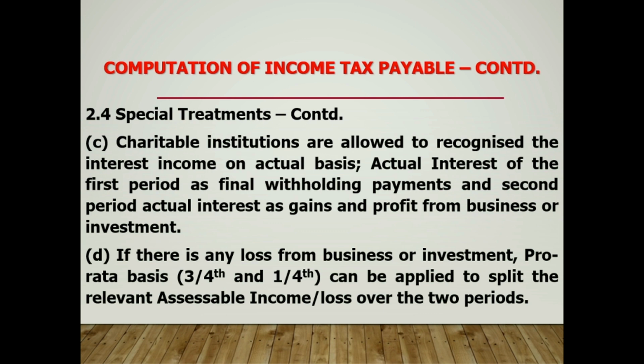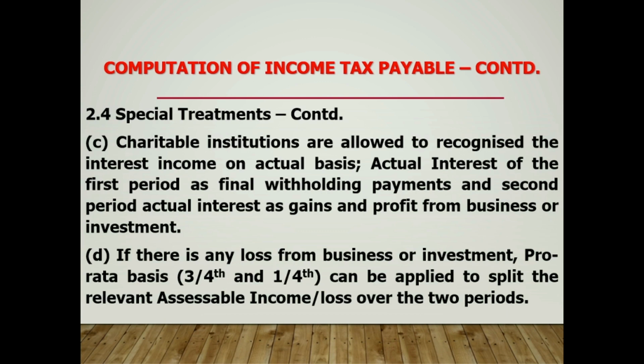As far as a charitable institution is concerned, their interest income is a final withholding payment for the first period according to section 88 of the Inland Revenue Act. Therefore, charitable institutions are also allowed to recognize the interest income on an actual basis: actual interest of the first period as final withholding payments, and second period actual interest income as gains and profit from business or investment.